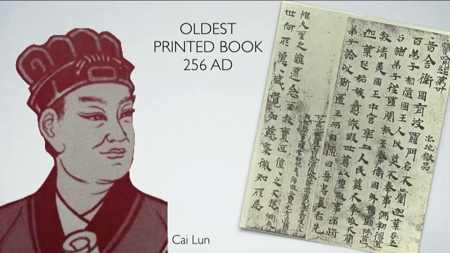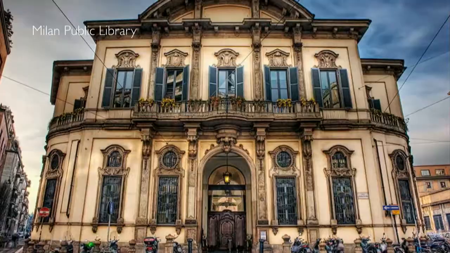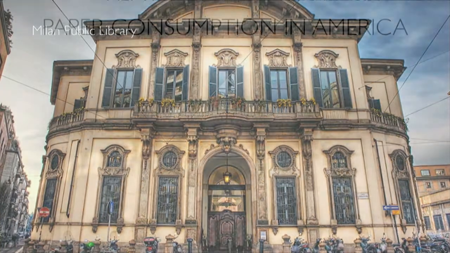So the oldest printed book, 256 AD, is displayed here, and supposedly the father of paper was Cai Lun about that time, and he invented paper. And books were often thought of as the domain of the rich, right? And we have some elegant edifices for those books, the Milan Public Library.